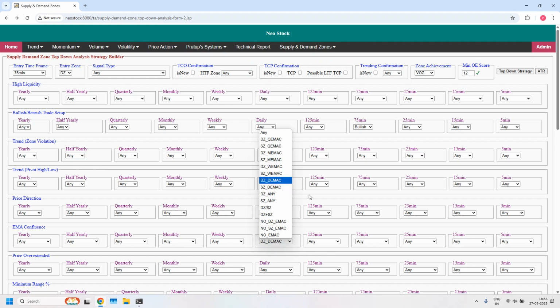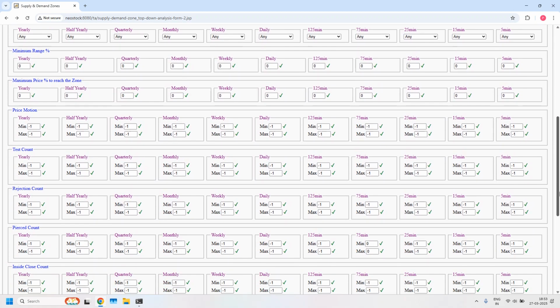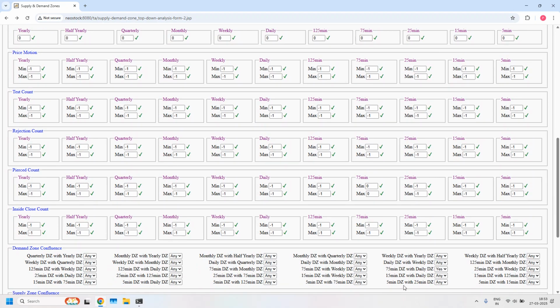Okay, I am removing this EMA filter. This is ITF specific. So in the demand zone confluence, 3 filters we have to set, including HTF also. So first one is already enabled, LTF and ITF. Next, daily with monthly demand zone confluence. Something wrong here. Sorry, we already enabled 75 with daily. So next one, 75 with weekly demand zone confluence. And daily demand zone with weekly demand zone confluence. With all the 3 are enabled.